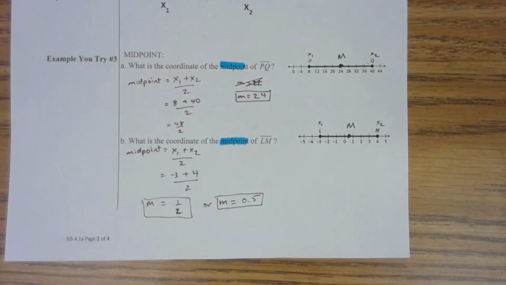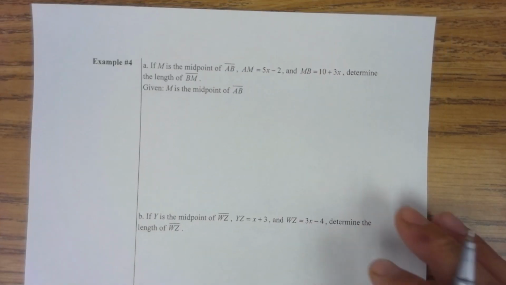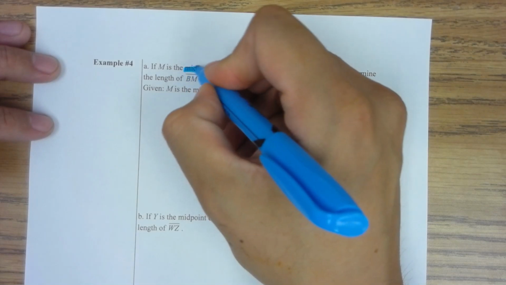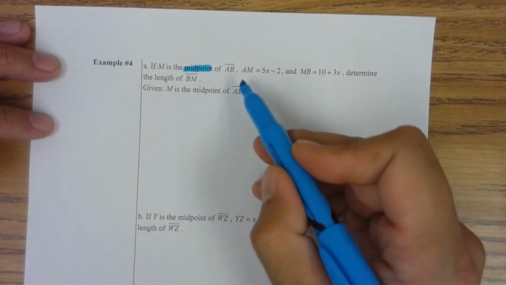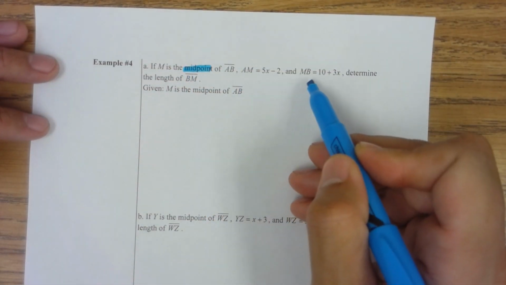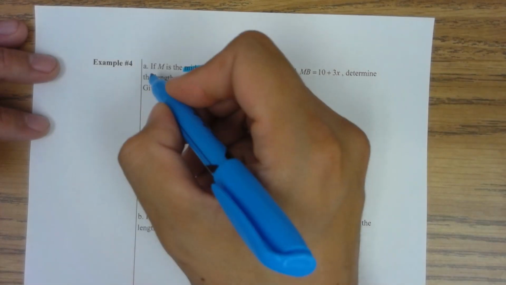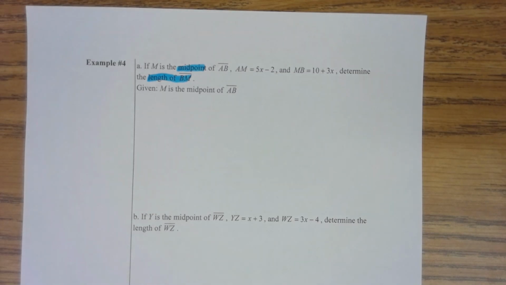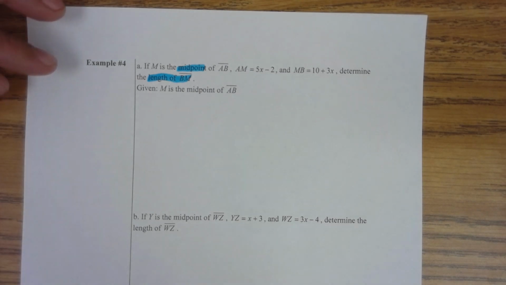Alright, so we're going to do a little bit more about midpoint, but a little bit more of algebra here. Okay. So let's see. If M is the midpoint of segment AB, so midpoint is key vocabulary, and AM is 5x minus 2, and MB equals 10 plus 3x, determine the length of BM. So that's what they're asking for. They're not asking you to solve for x, they're asking you what is BM. But we do need to know what x is though.